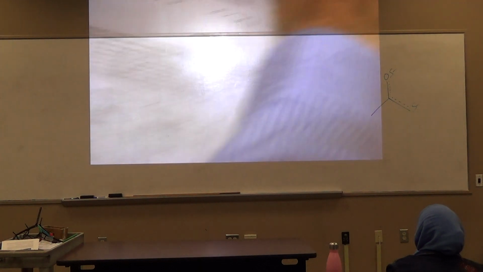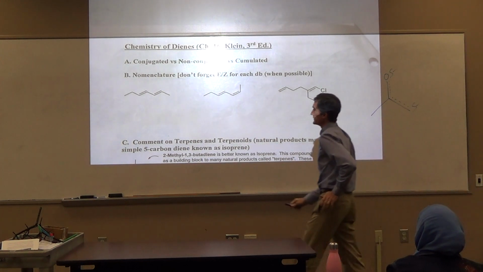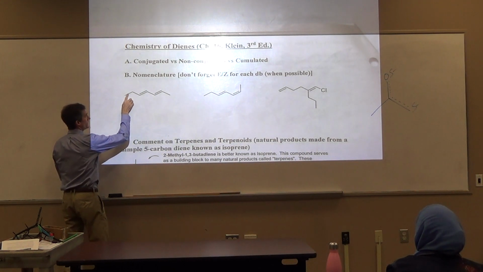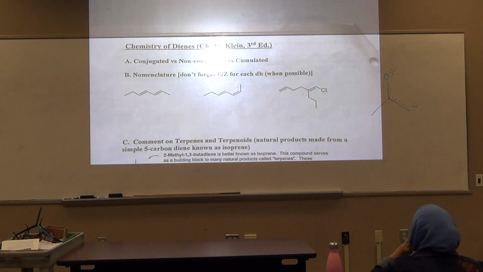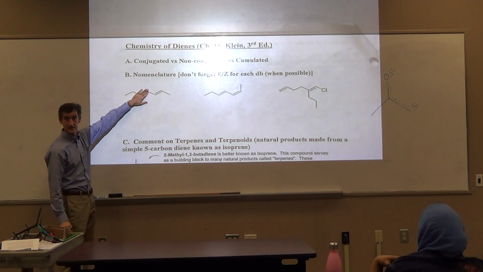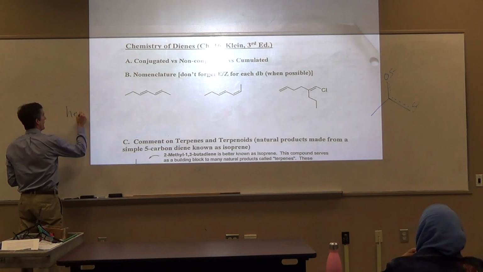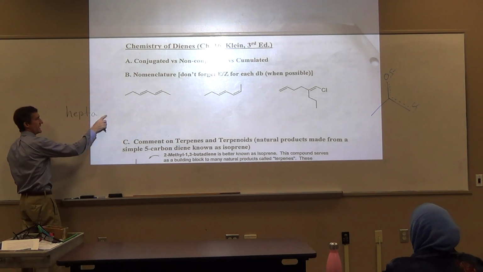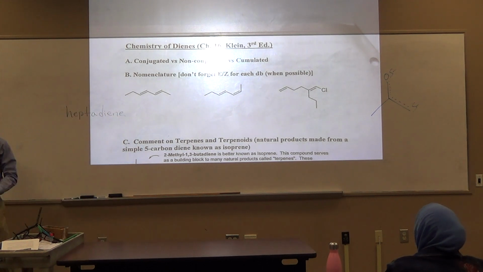Structure and organic chemistry, right? Chemistry of dienes. We've already covered A. B, nomenclature. Longest continuous carbon chain: 1, 2, 3, 4, 5, 6, 7. 7 is what? Is that a heptane? But this isn't just heptane. If there was only one double bond, we could call it heptene. Since there's 2, what do we do? Instead of ane or ene, it's heptadiene. Pretty creative.